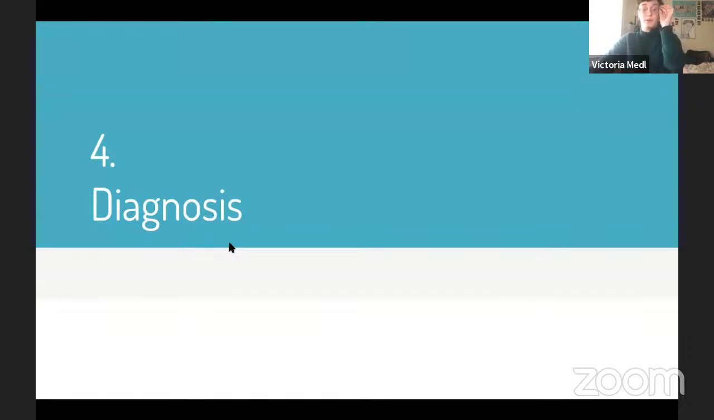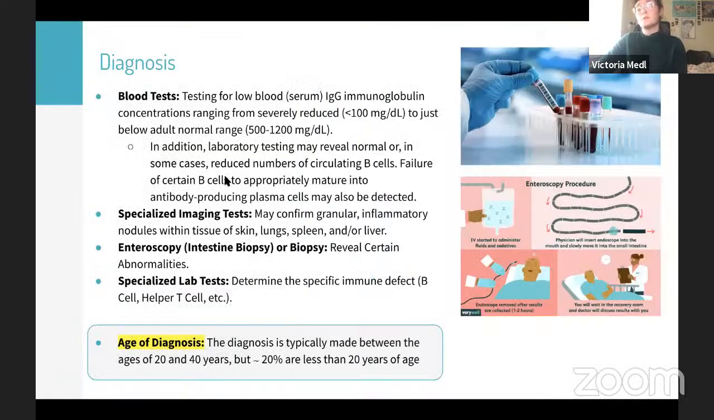So I'm going to go into a bit about diagnosis techniques. There are many out there, but they're commonly misunderstood. So typically how doctors test for CVID or any type of primary immune deficiency is they do a blood test and they do an immune system workup. So they test for these low blood serums, these low immunoglobulin levels.